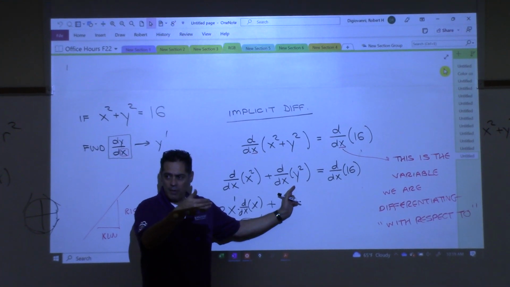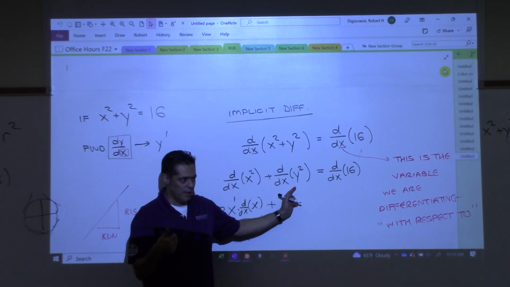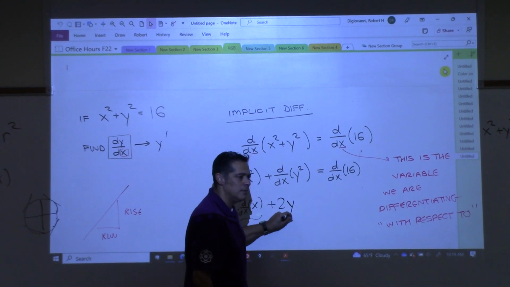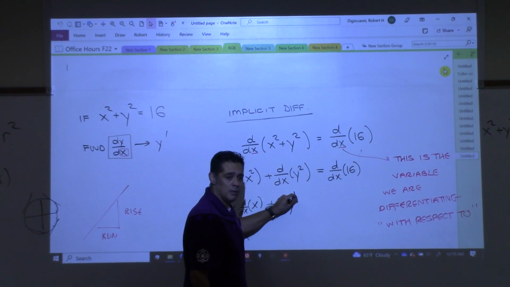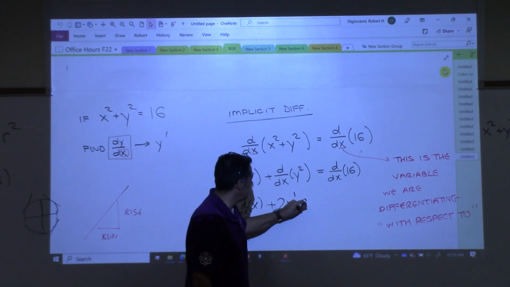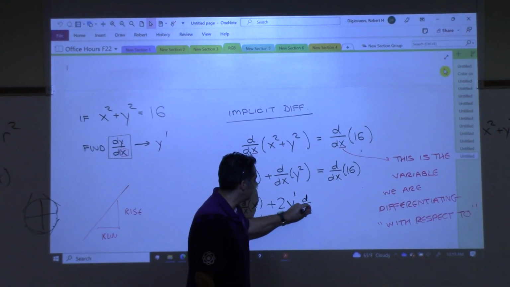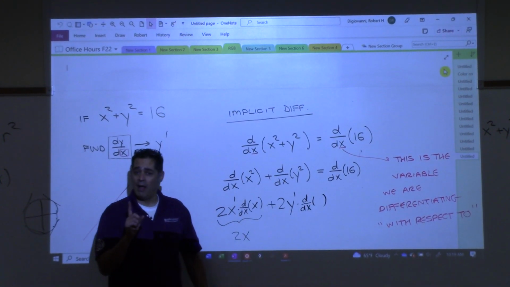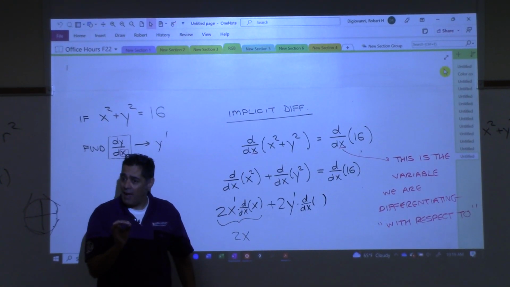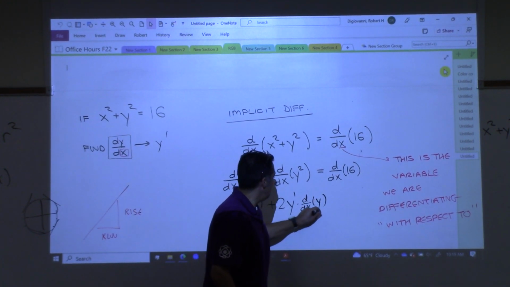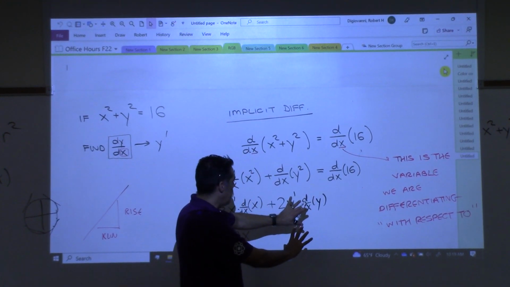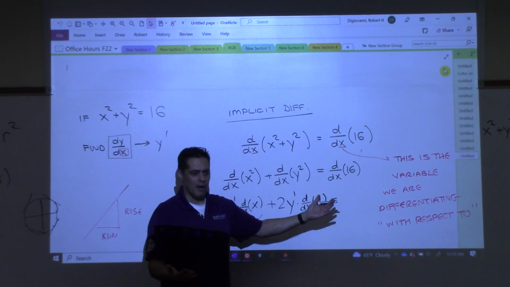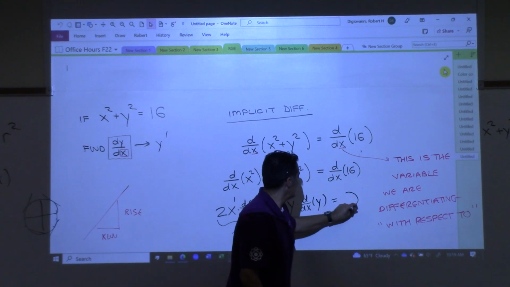Power rule first. First, what happens? 2 comes down, right? 2 comes down. Y to what power? First power, right? Times. Now I'm going to differentiate d dx, but what am I differentiating this time in here? The y, right? The y, not the x. The y. Now, let's just leave it like that for right now. Equals, what's the derivative of a constant? Always and forever. 0. Okay.